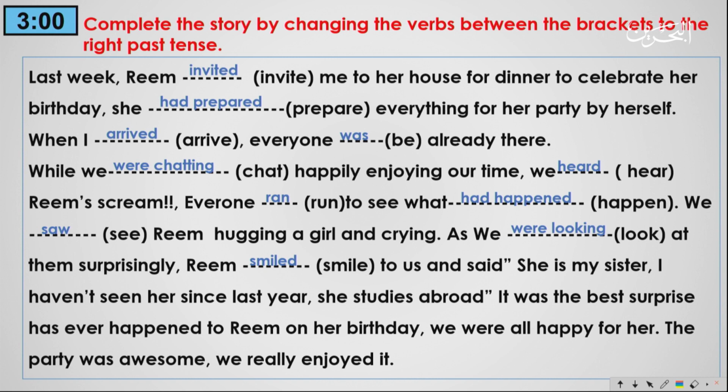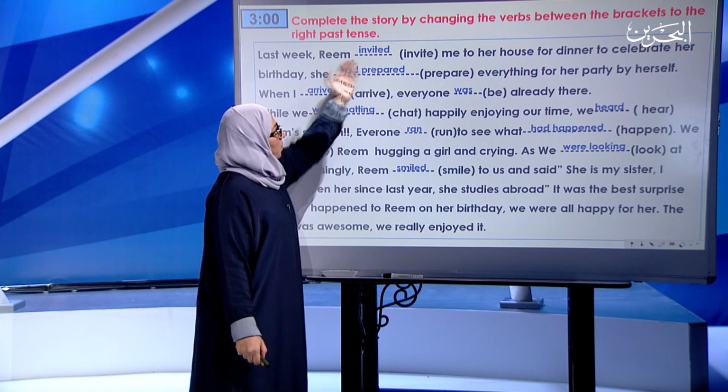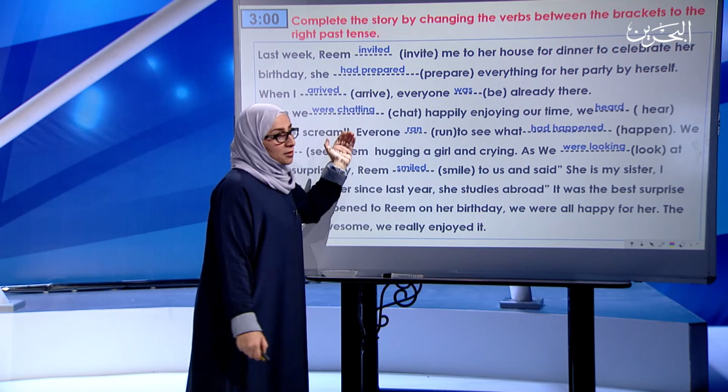She studies abroad. It was the best surprise that has ever happened to Reem on her birthday. We were all happy for her. The party was awesome. We really enjoyed it." This is the story, and these are the different forms of past. We have past simple, past perfect, and past continuous.